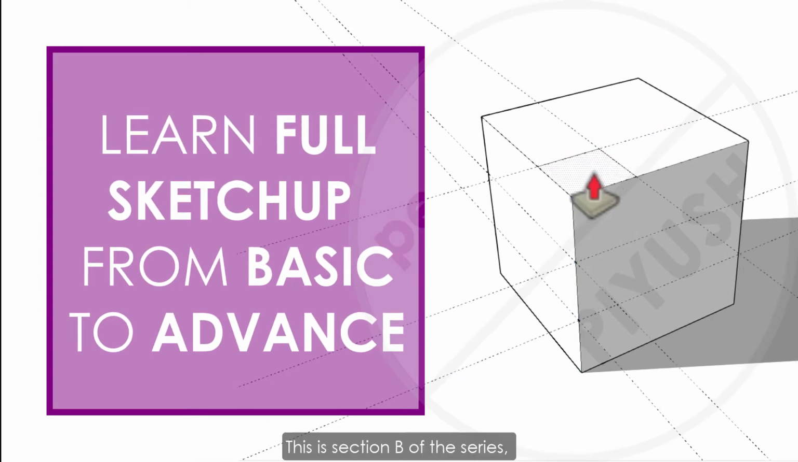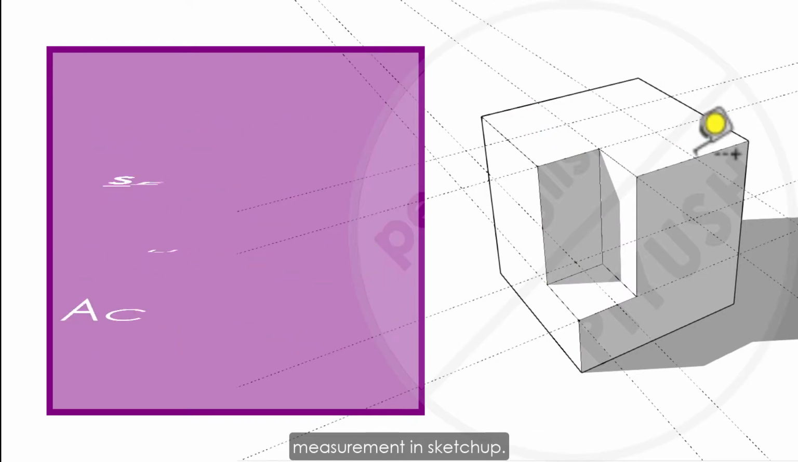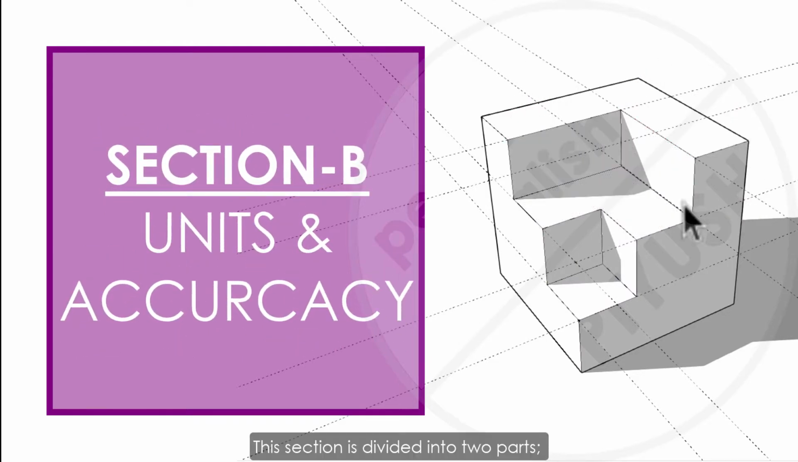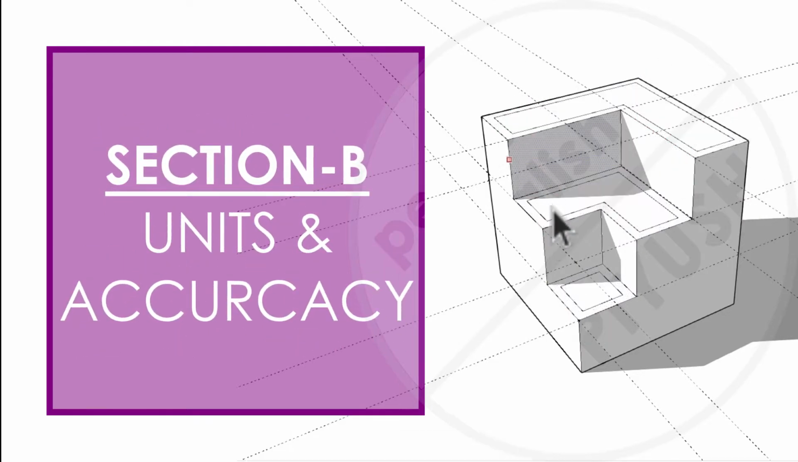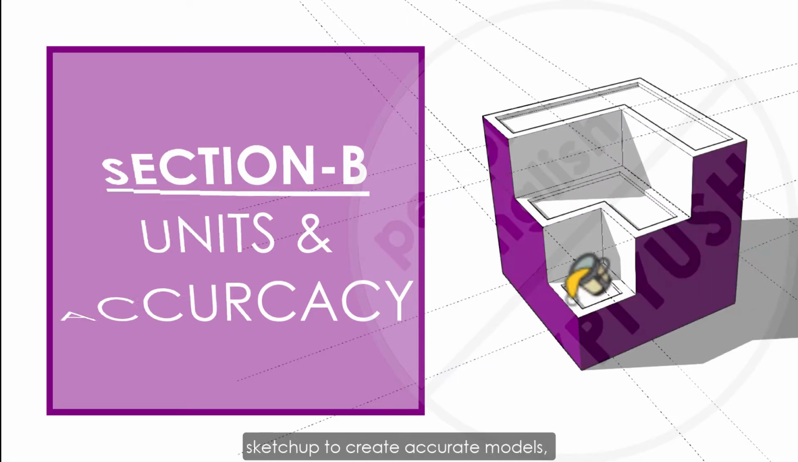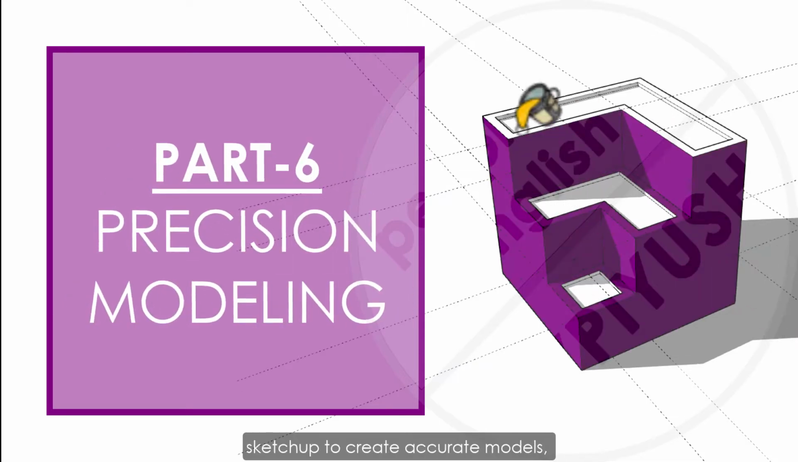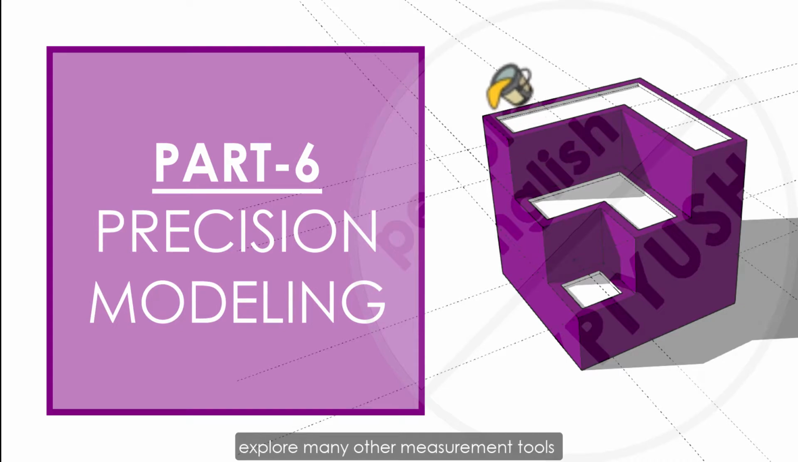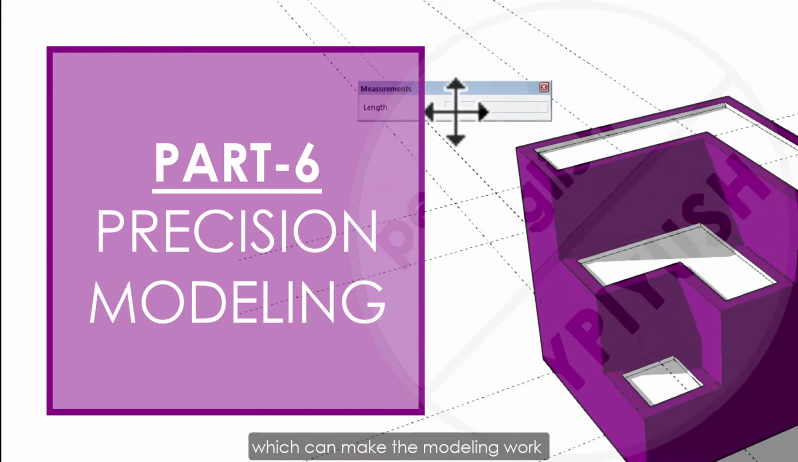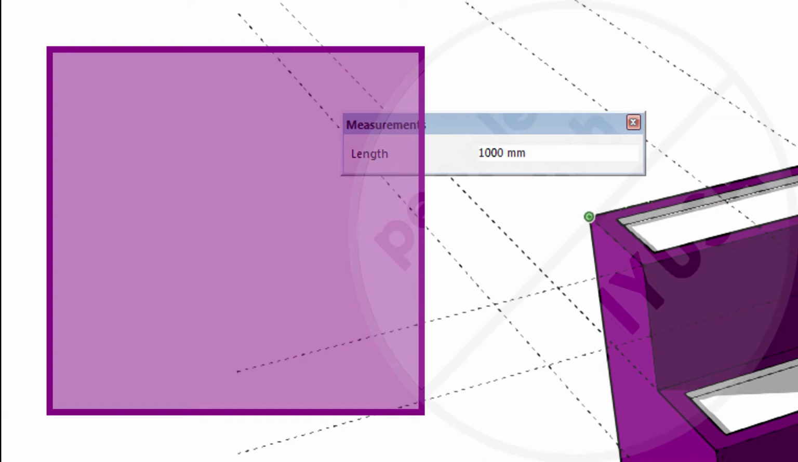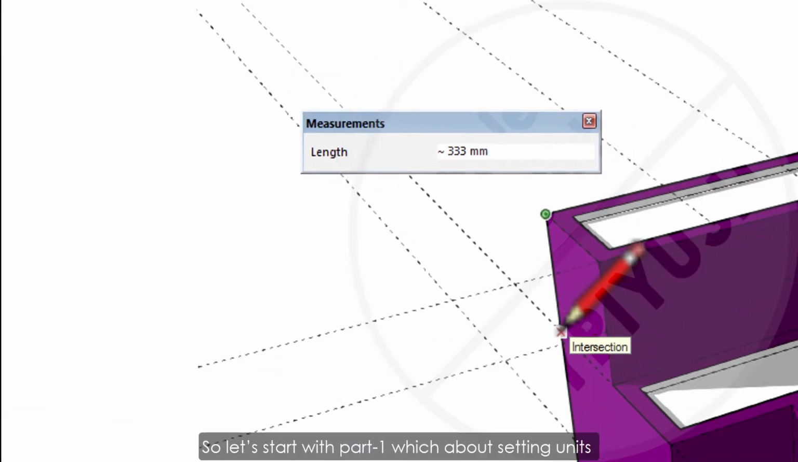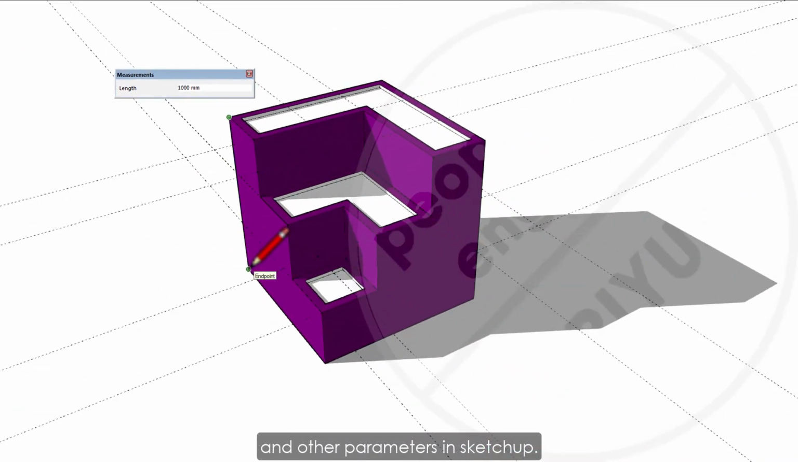This is section B of the series, which is all about managing units of measurement in SketchUp. This section is divided into two parts. In the first part, we will learn how to set units in SketchUp to create accurate models. And in the second part, we will explore many of the measurement tools which can make the modeling work fast and accurate. So let's start with part 1, which is about setting units and other parameters in SketchUp.